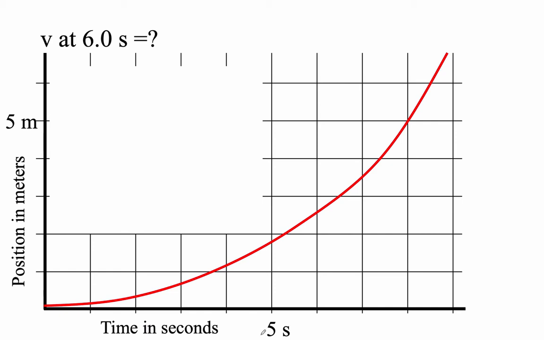In this video, I'm going to show you how to calculate the instantaneous velocity of a position versus time graph. If you look at this red line here, this is a position versus time graph, and the slope of this line is the velocity. But the problem that we have is that the slope is continuously changing.